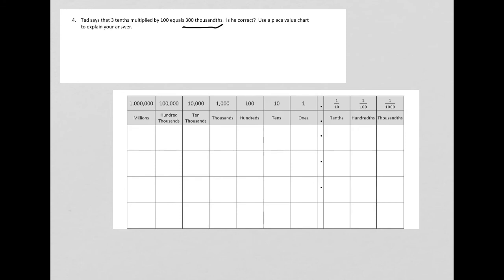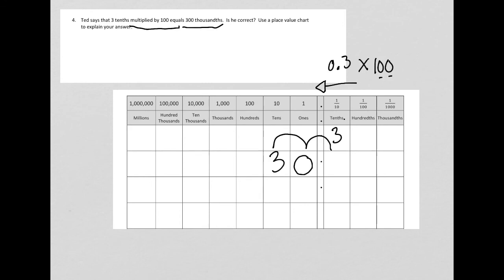So Ted says that 3/10 multiplied by 100 equals 300 thousandths. So let's double check. 3/10 means that there's going to be a 3 in the tenths column. So 3/10 is really 0.3. 3 in the tenths. And I'm multiplying by 100. Well, multiplying means to the left because I'm making a bigger answer here. And I'm multiplying by 100. So that's 2 zeros, 2 columns. So I'm going to do 1, 2. Okay, so that means the 3 becomes a 30. I fill in this hole with a 0. So I get 30 as my answer.